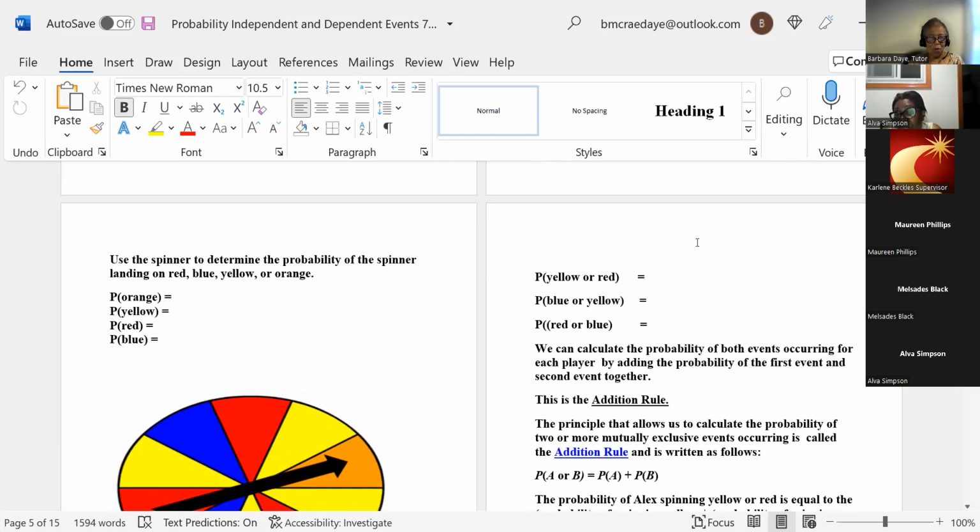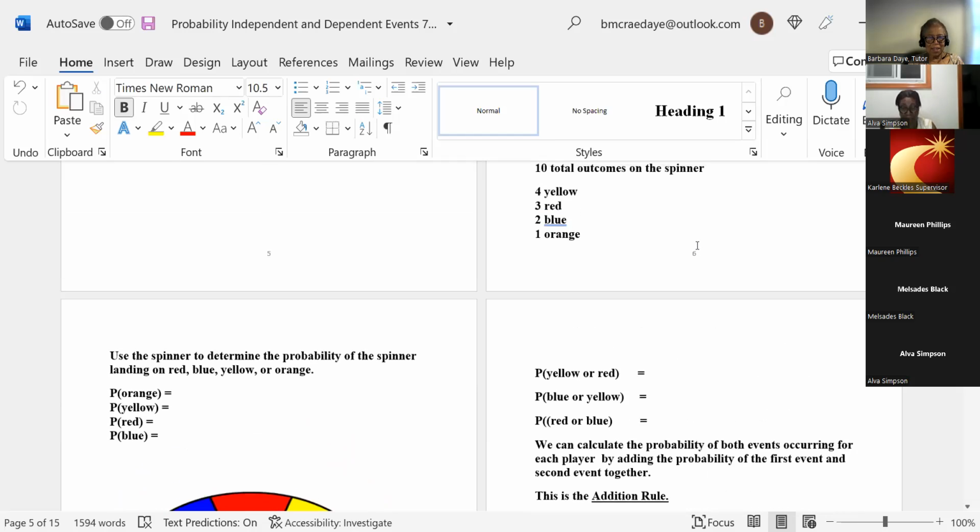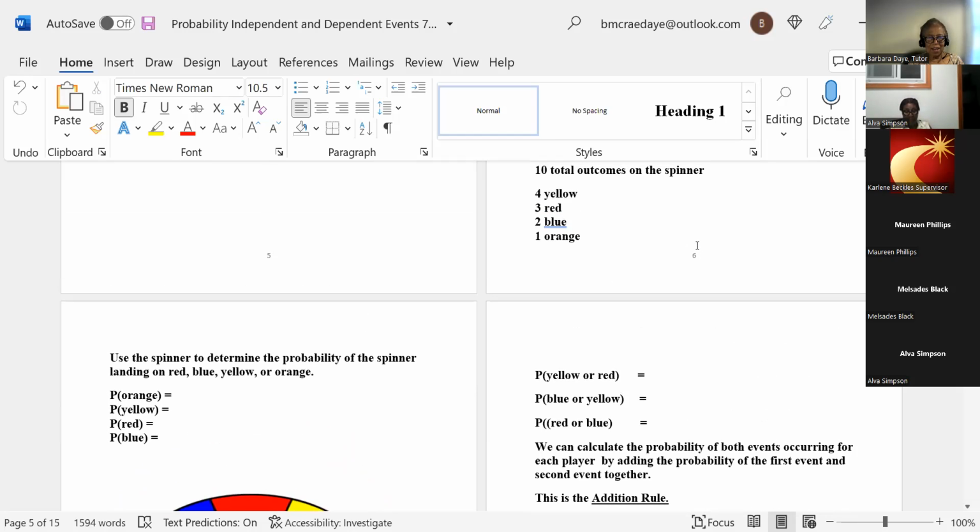Okay, question right there, miss. So if you ask what's the probability of a yellow or red, what would your answer be? So you said what color? Yellow or red. Yellow or red, that's when you use the addition. So yellow is 4/10, red is 3/10. When you add them, you get 7/10.